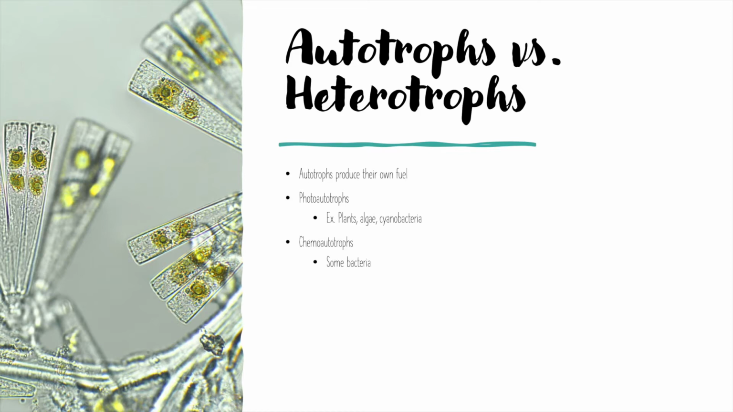Chemoautotrophs are organisms that use inorganic molecules like sulfur or ammonia to produce organic compounds. Some bacteria do this. Heterotrophs are dependent on autotrophs for fuel, and so they are called consumers. Examples of heterotrophs are animals and decomposers like fungi and some bacteria. We are chemoheterotrophs because we consume organic compounds.